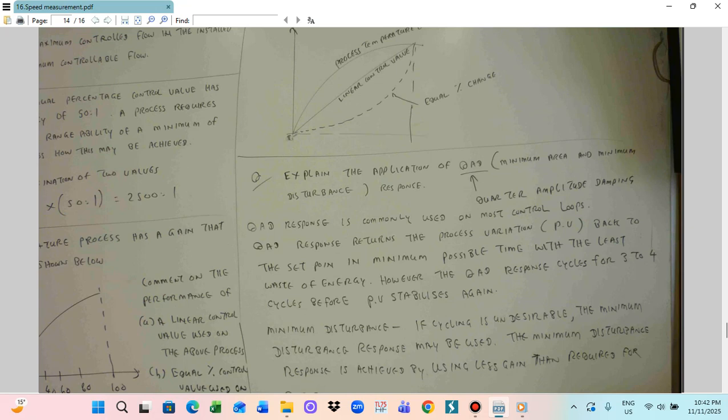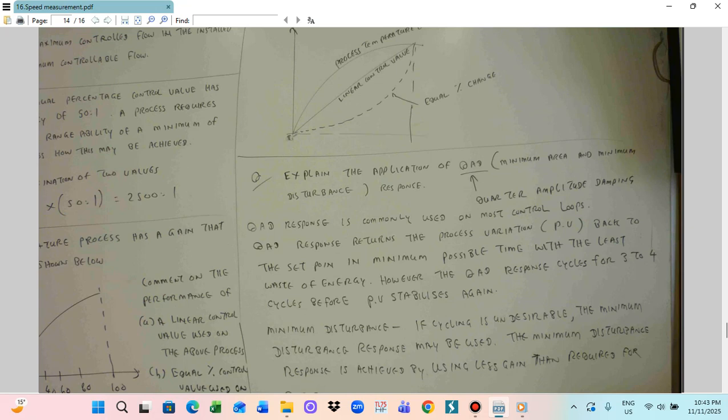The quarter amplitude damping method means we don't allow the maximum value to be reached. We cannot allow the disturbance to reach its maximum value. Within a quarter of the magnitude, we have to set the control, and the control has to step back to normal. So this is the QAD method. QAD response is commonly used on most control loops. QAD is the quarter amplitude response.